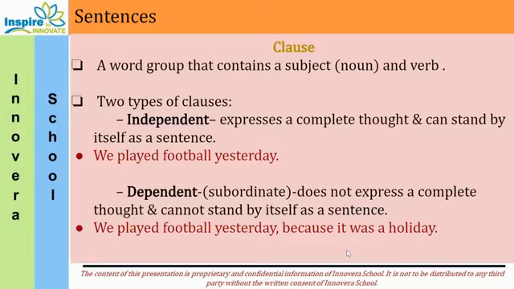Now what is a clause? This is very important. A clause is a word group that contains a subject and a verb. A group of words which has some meaning, with both a subject and a matching verb. In a clause you will find both. So clauses are of two types. Number one is independent clause and number two is dependent clause. The dependent clause is also known as subordinate clause. So till here I hope it is clear.